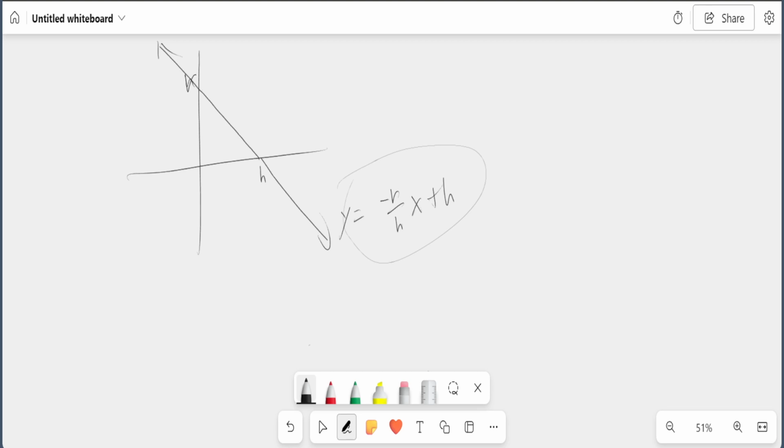Could it be easier if we had a positive slope? So it goes from 0 to r comma h. Yeah, that's also another thing you can do actually. Will it be easier?